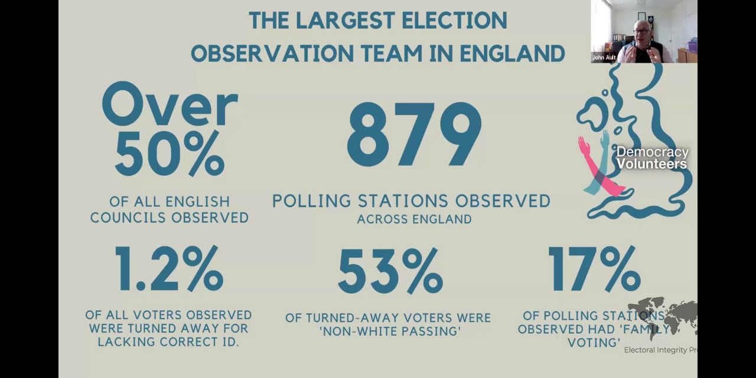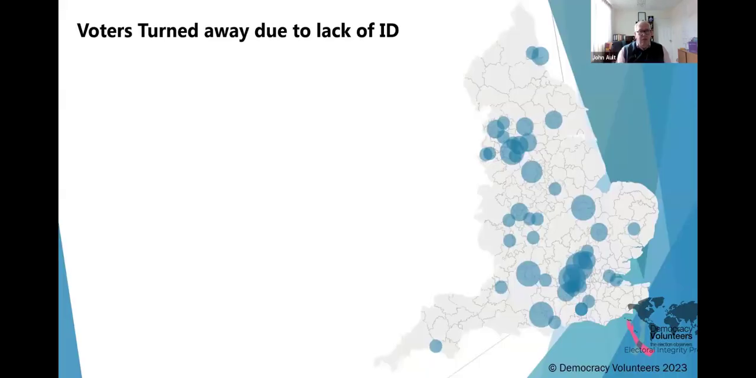Now, it's not perfect, and it's not in any way an ideal methodology, but we wanted to identify more of the diversity of the policy, not just the numbers behind it. And the fact that 53% of those people we saw turned away were non-white passing is significant. As you'll discover, lots of people simply don't have the ID required.